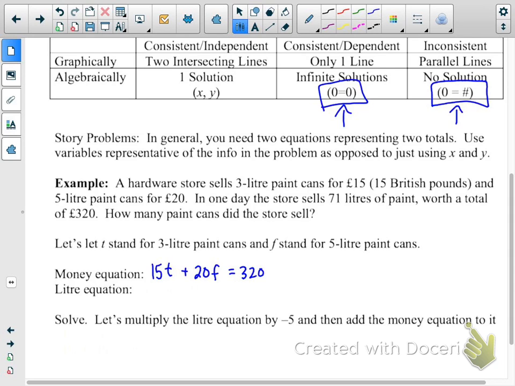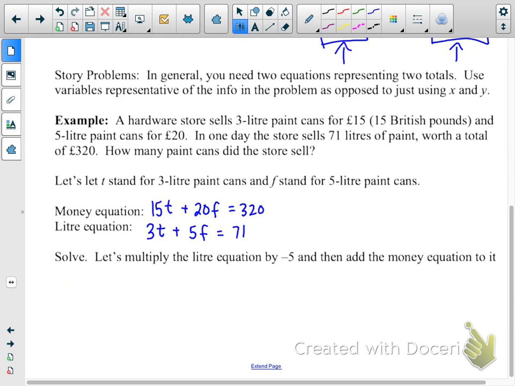Now my liter equation, I'm going to take 3 times how many 3 liters I have, and 5 times how many 5 liters I have, and that's going to equal 71 liters. Okay. And now we solve, and you solve this however you want to solve it. I'm going to solve it using elimination because, like I said, I like that one better. I'm going to take the liter equation times -5 and then add the money equation to it.